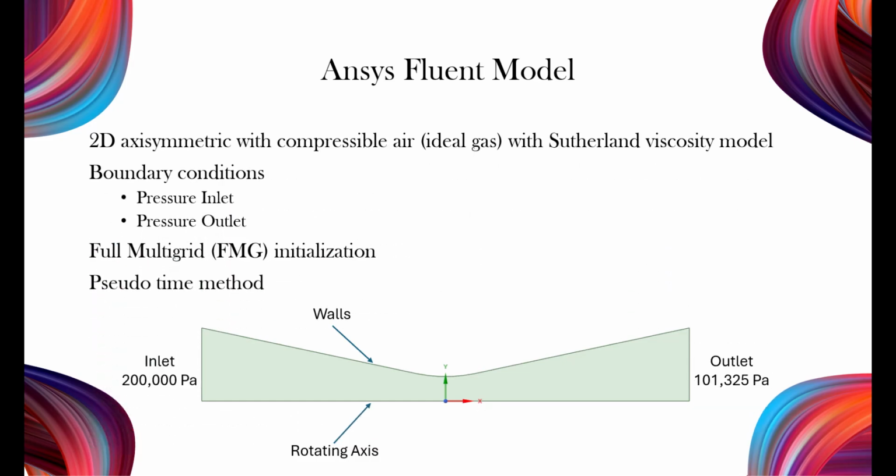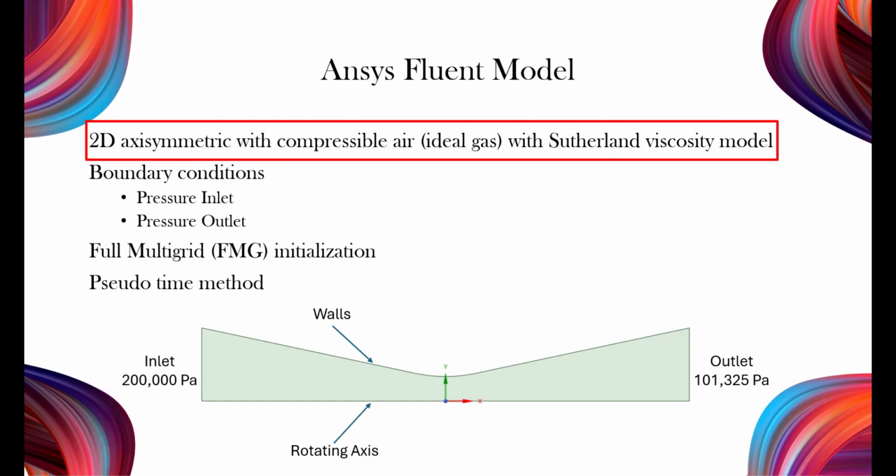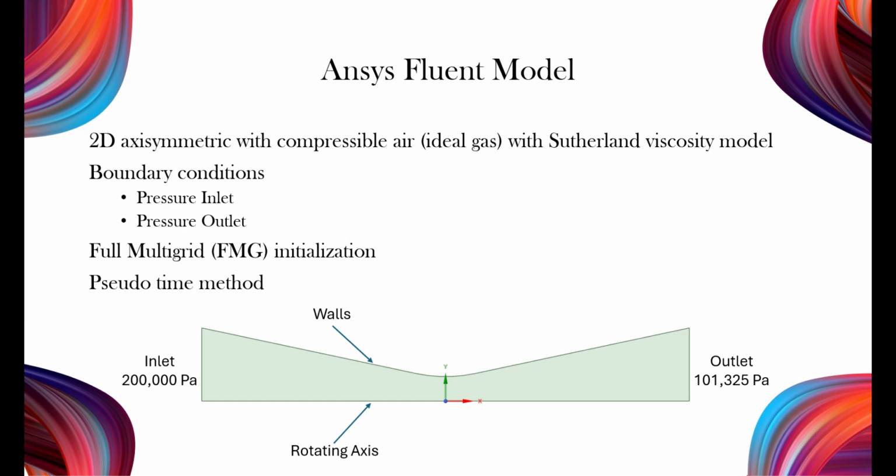In ANSYS Fluent, we will use a 2D axisymmetric model to simulate a quasi-1D flow in the nozzle. The working fluid is compressible air, modeled as an ideal gas with the Sutherland viscosity model, since viscosity varies with temperature. At the inlet and outlet, we will apply pressure boundary conditions and vary their values to examine the effect on the normal shock location.